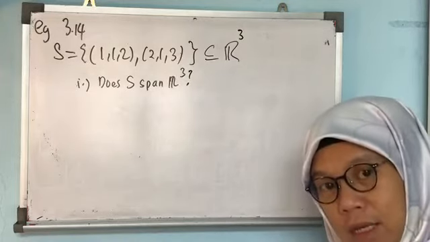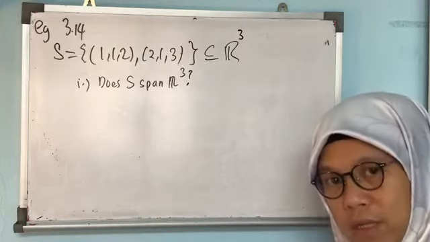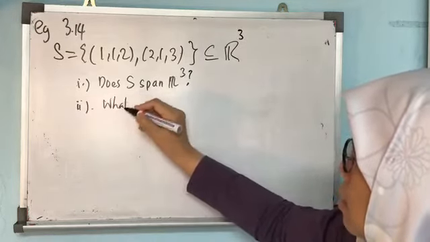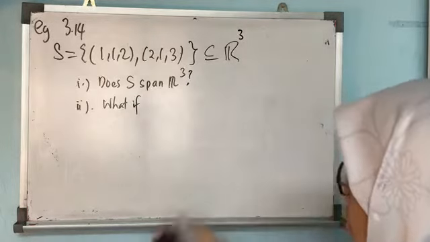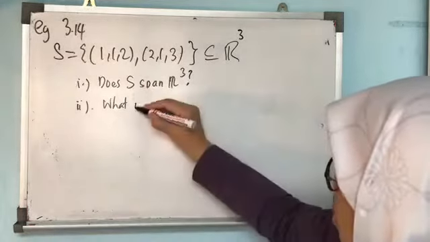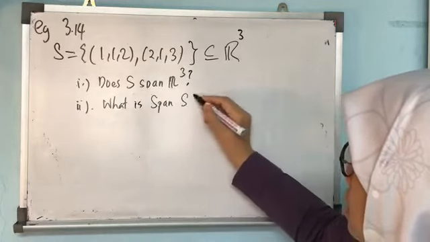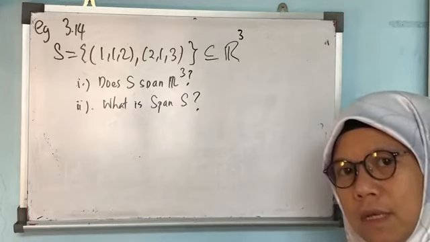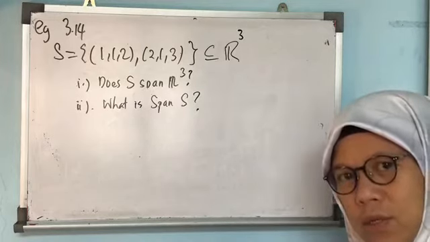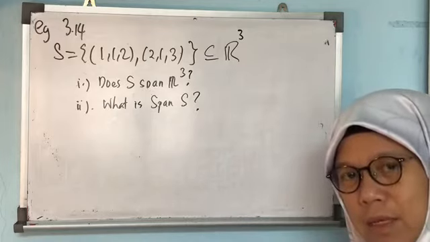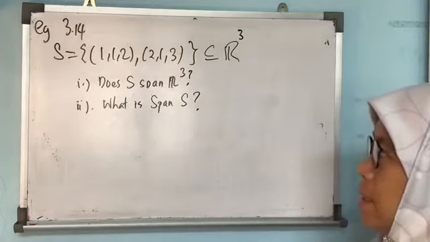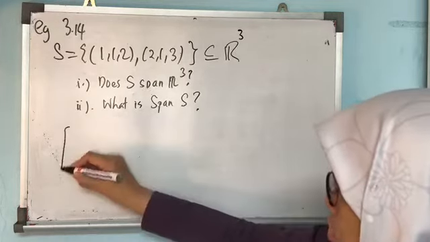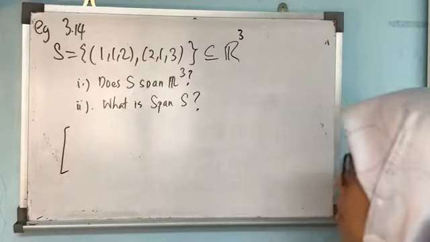If the answer is yes, meaning span of S is the whole of R3. If S does not span R3, what is the span of S? Okay, so you have a 3-dimension and you have 2 vectors. You know that it will span a plane. Okay, a plane. But what is the span? So look at the notes, page 170.